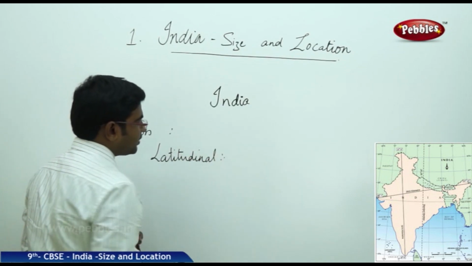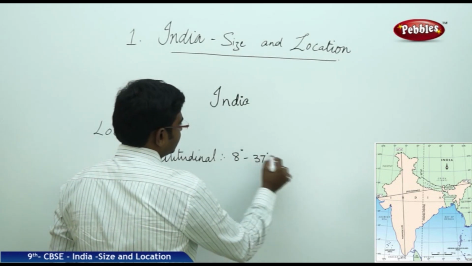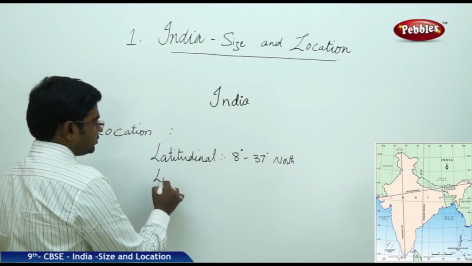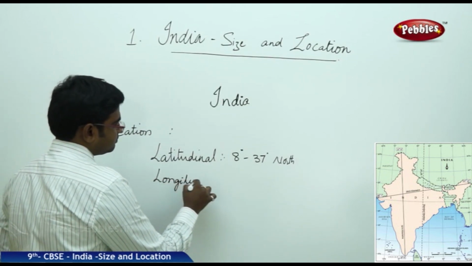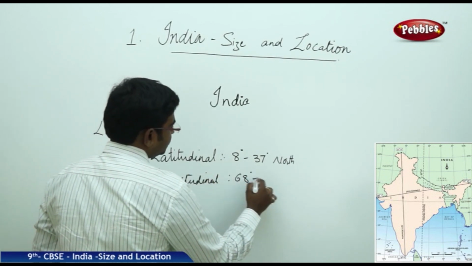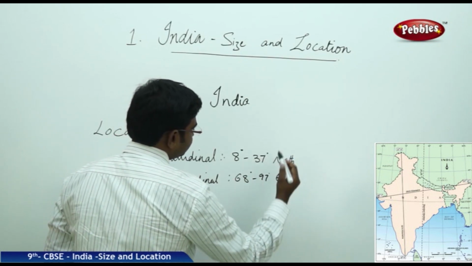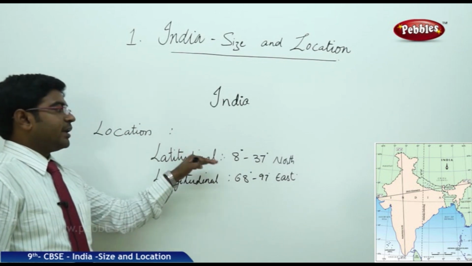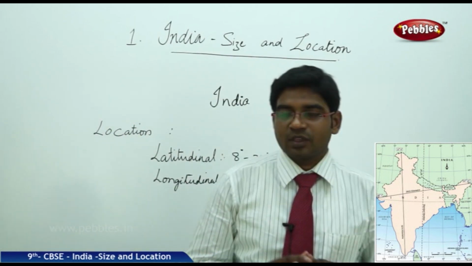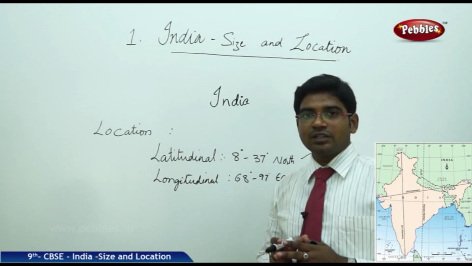The latitudinal extent of India is 8 degrees to 37 degrees north, while the longitudinal extent is 68 degrees to 97 degrees east. Now, 8 degrees to 37 degrees means it is above the equator. When we say north, it clearly specifies that it comes under the northern hemisphere.